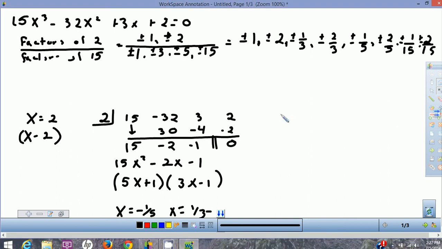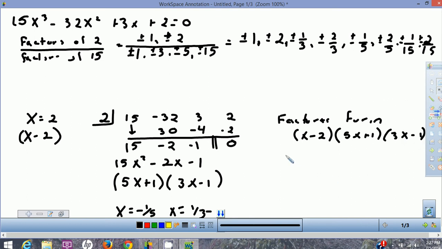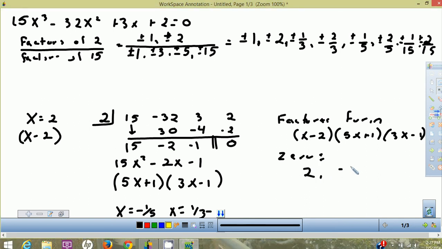So I can write this in factored form if I want. I just write each one of the individual factors: x minus 2 times 5x plus 1 times 3x minus 1. And anytime I can get this down to a set of linear factors, I like that. My zeros of the function are 2, negative 1/5, and 1/3. So out of that list of 16 possibilities, there were only 3 that were actual zeros.